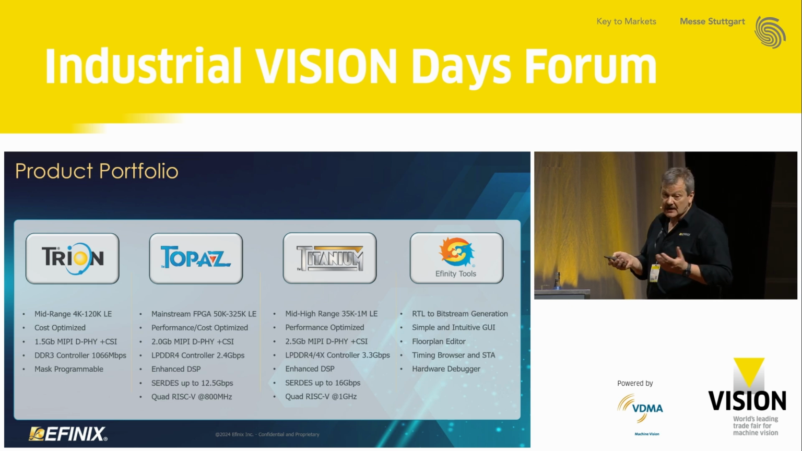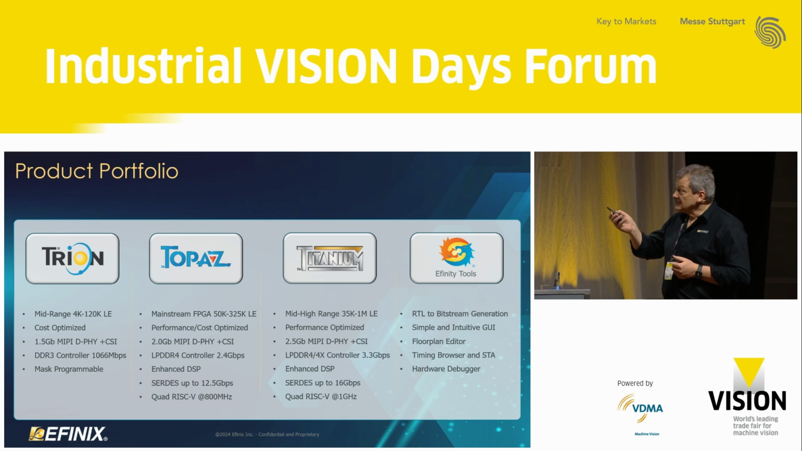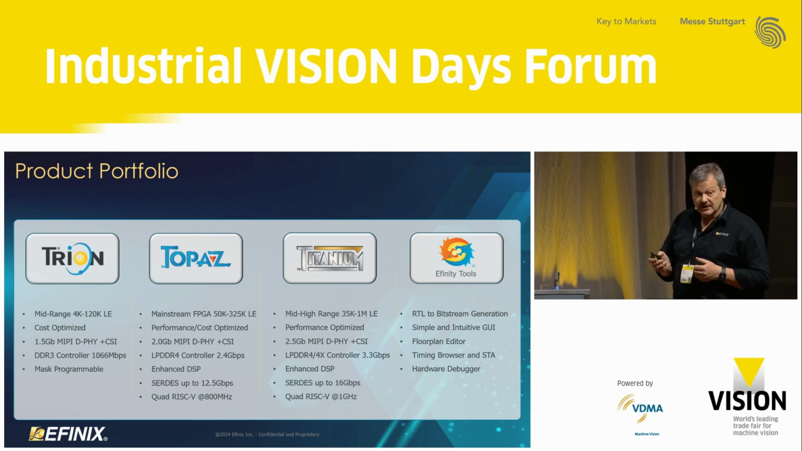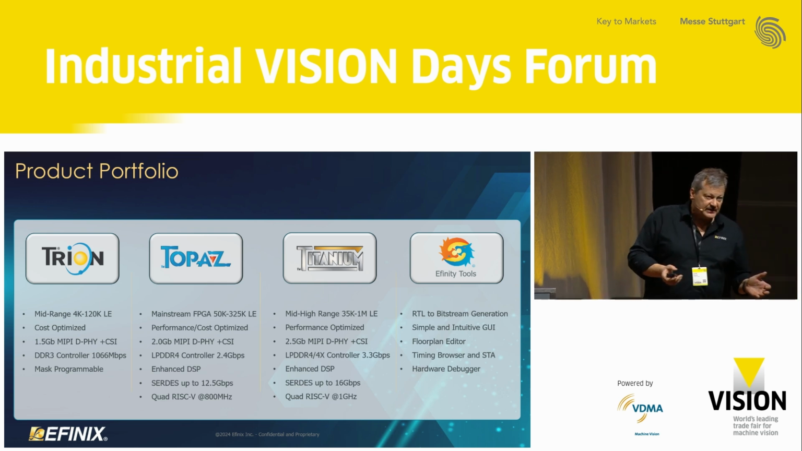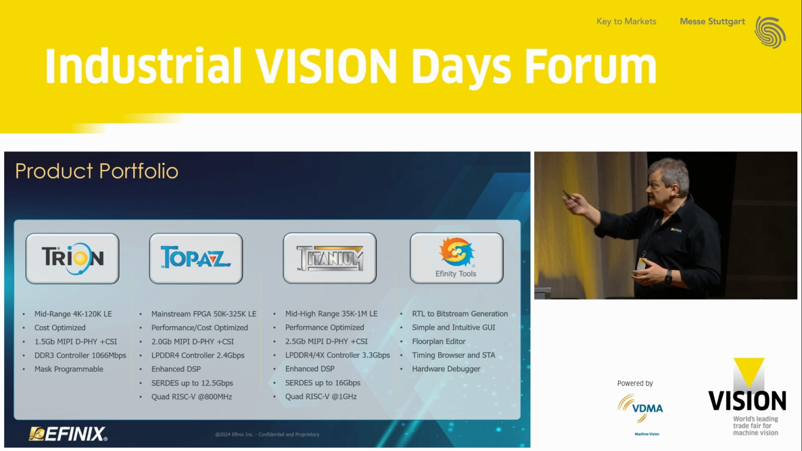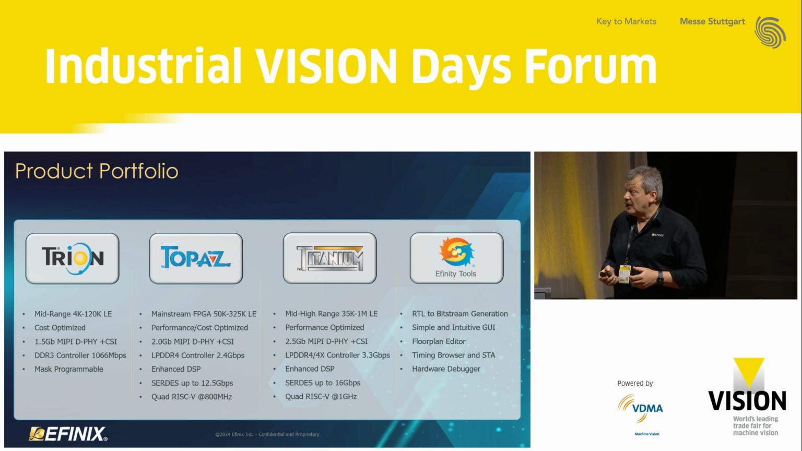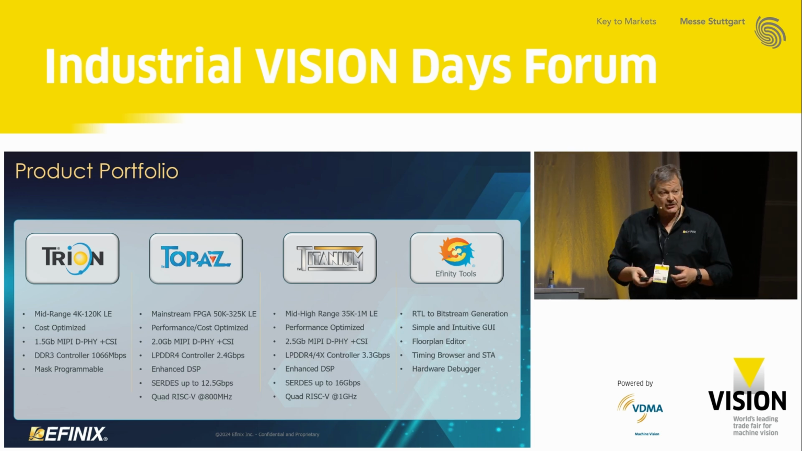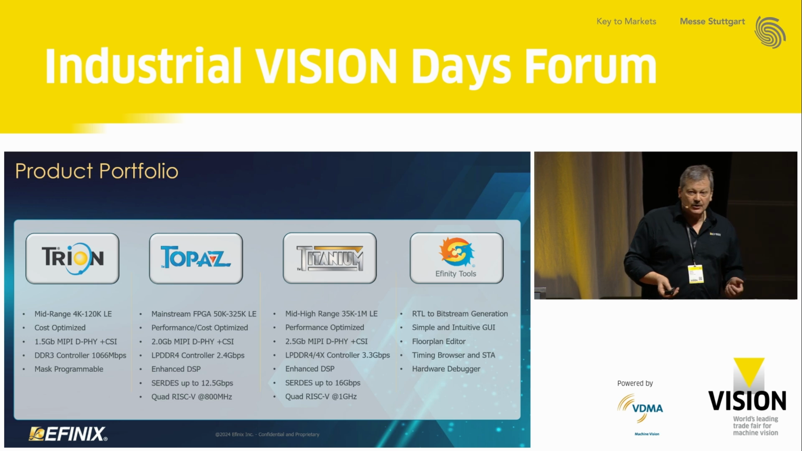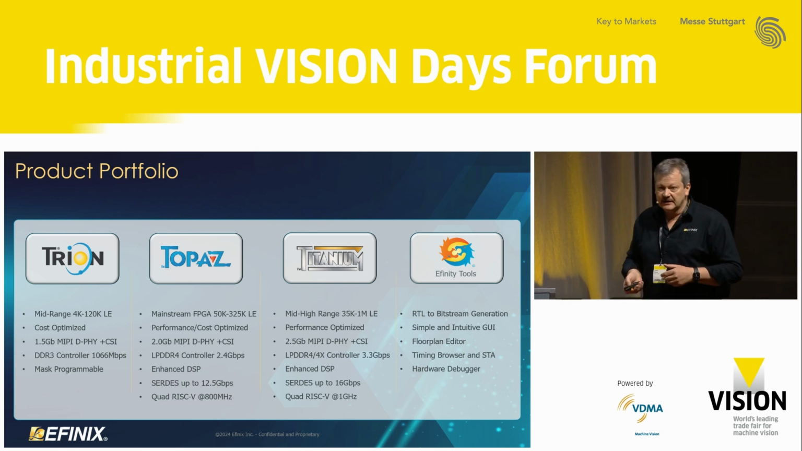As not everybody needs 16 gigabit SerDes, we also have a more cost-optimized version, the Topaz family. This goes up to a SerDes speed of 12.5 gigabit, which is still good enough for our 10 gigabit Ethernet camera, and also supports you with a low-power DDR4 memory controller and the MIPI interface up to 2 gigabit per second. All the families can be designed with our Efinity tool, which is free of charge. This means you can register on our web page and you have access directly to our software.